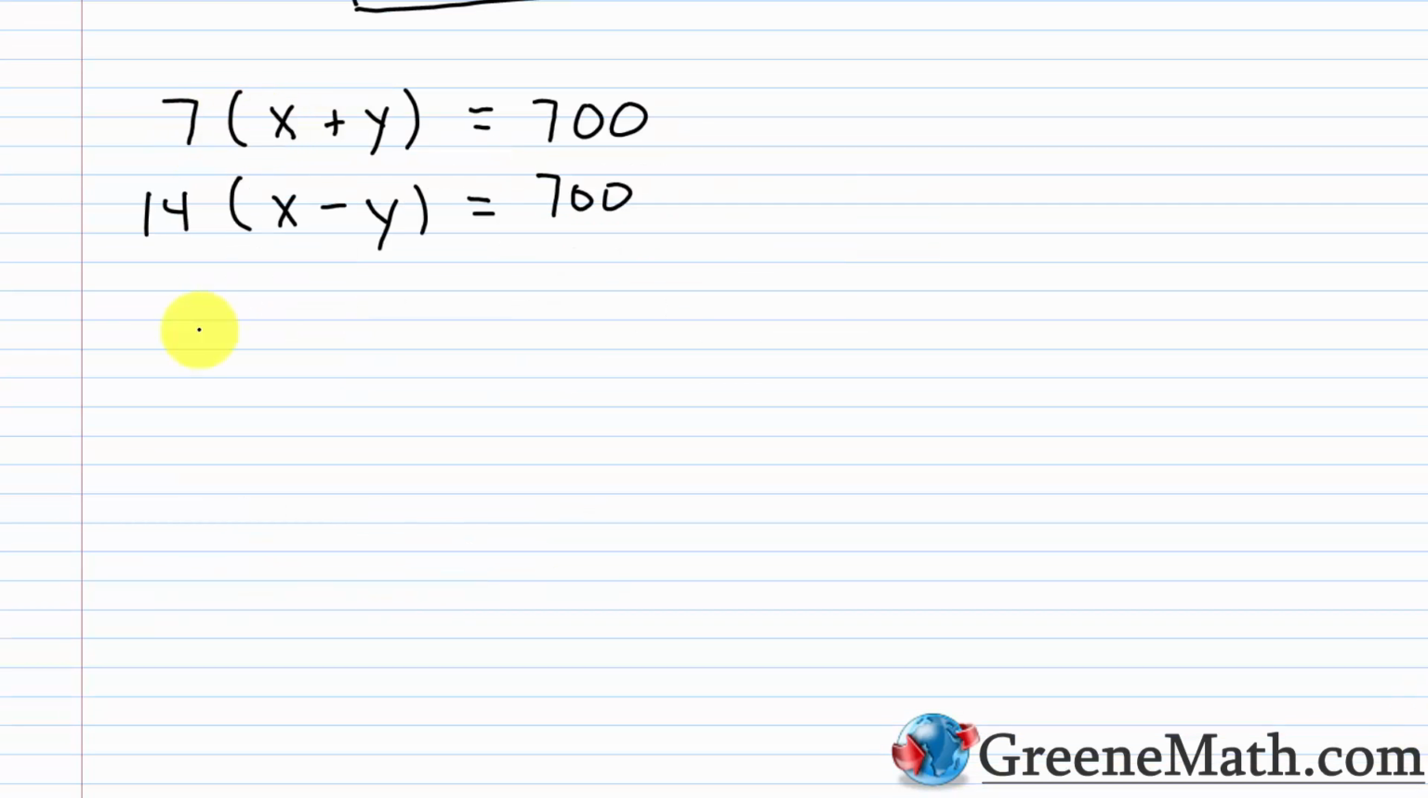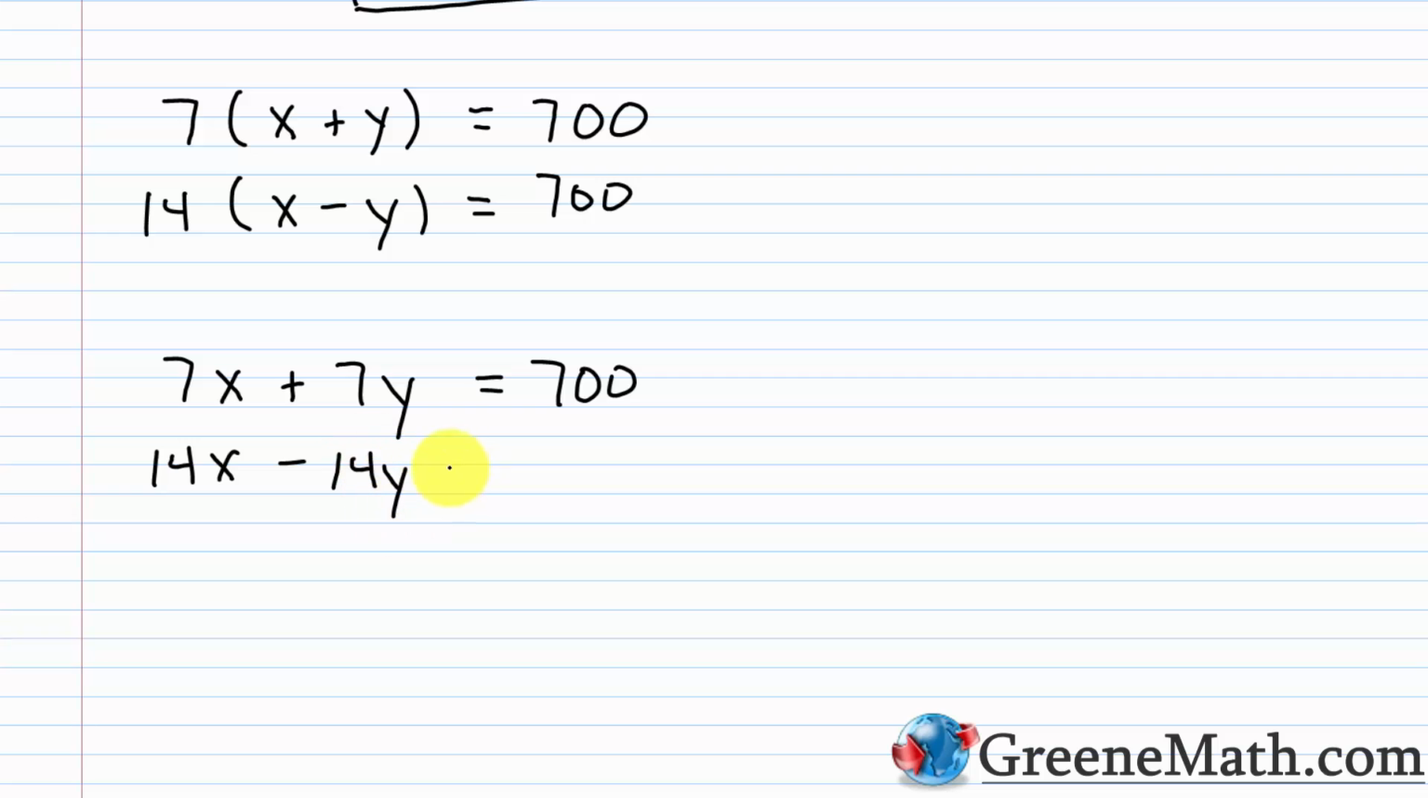So 7 times x is 7x, plus 7 times y, that's 7y, and this equals 700. And then I have 14 times x, that's 14x, and then minus 14 times y, that's 14y. And this also equals 700. Now, again, it would probably be pretty easy to use the elimination method, specifically because I have a negative here and a positive here. And all I need to do is multiply this top equation, both sides, by 2, and I would have opposite coefficients for my variable y. So let's go ahead and do that.